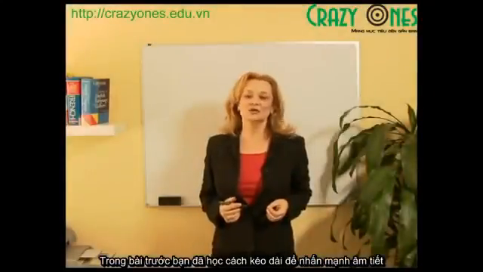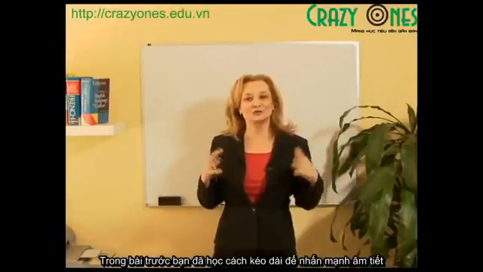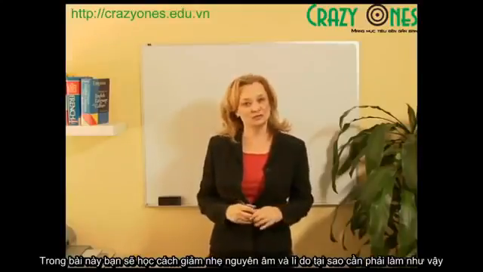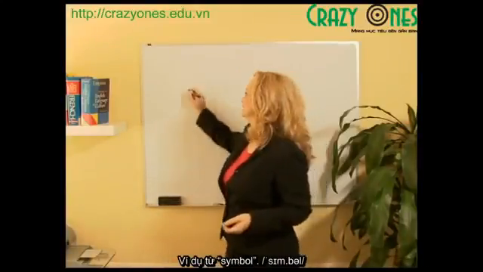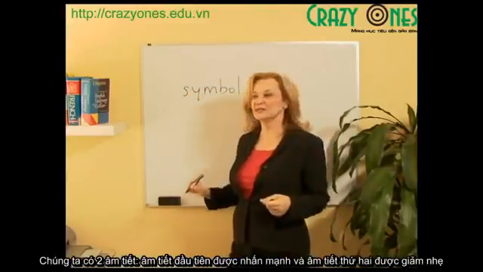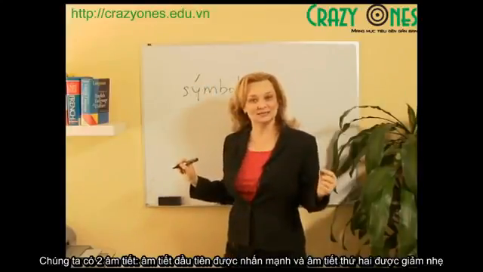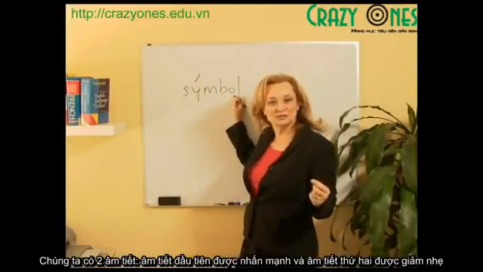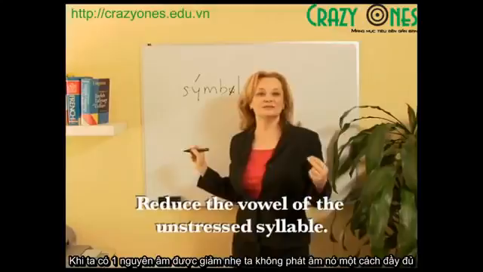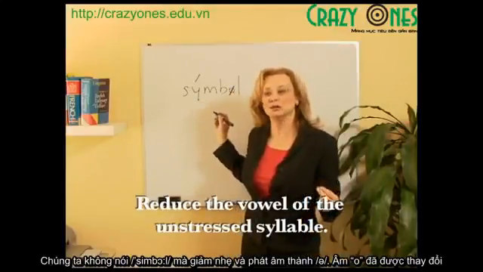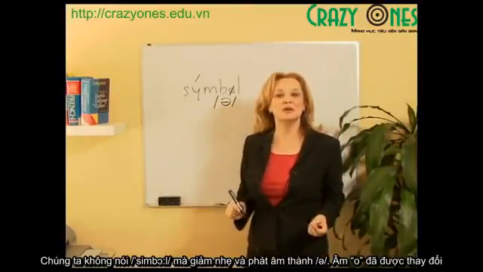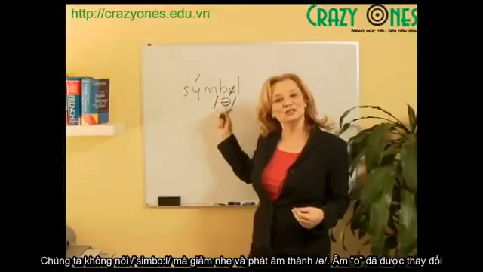In the last lesson, you learned how to prolong vowels and how to stress them. In this lesson, you will learn how to reduce them and why you need to reduce them. Let me show you. Let's take a word like symbol. We have two syllables. The first syllable is stressed, and the second syllable is reduced. When we have a reduced vowel, we don't pronounce it fully. We don't say symbol. We reduce it and we pronounce it as uh. Symbol. So the O changes.